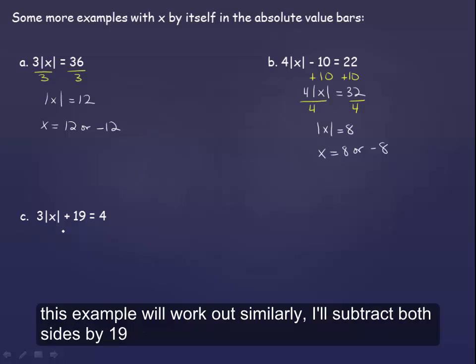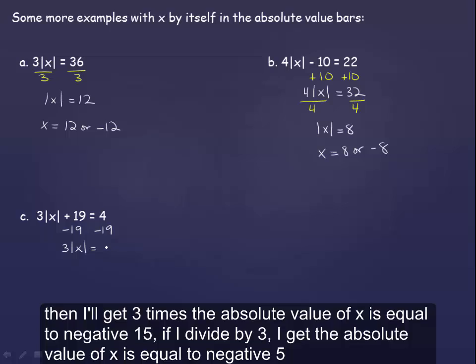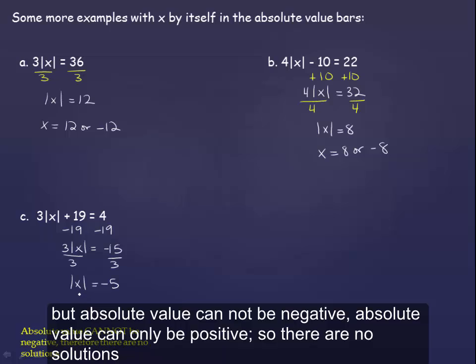This example will work out similarly. I'll subtract both sides by 19. And I'll get 3 times the absolute value of x is equal to negative 15. If I divide by 3, I get the absolute value of x is equal to negative 5. But absolute value cannot be negative. Absolute value can only be positive, so there are no solutions.